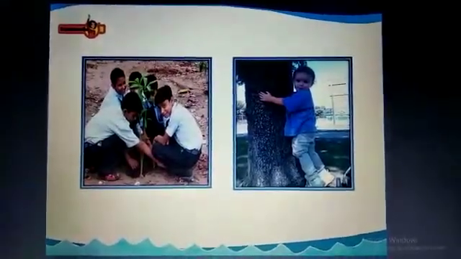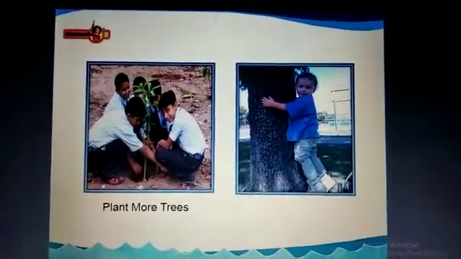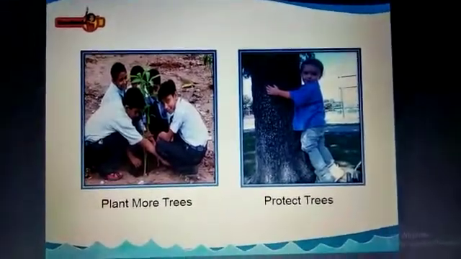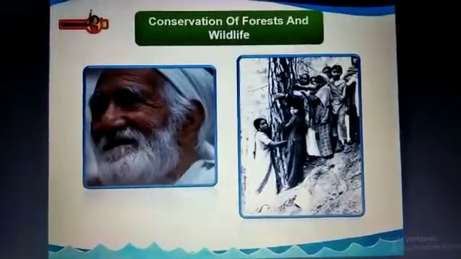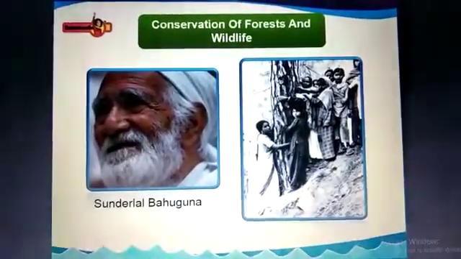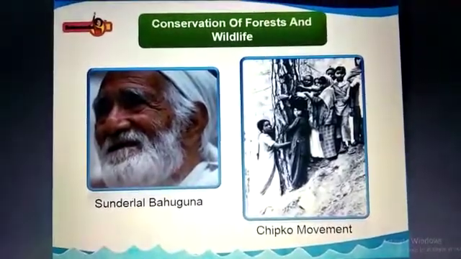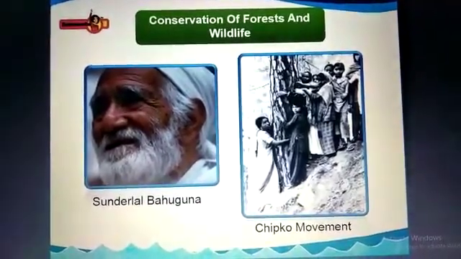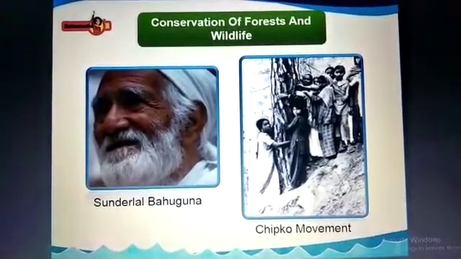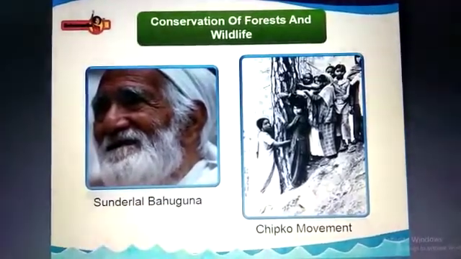Hence, it is important to conserve the forest by planting more and more trees and preventing it from being cut down. We should not let trees be cut down. Sundarlal Bahuguna started the Chipko movement, in which the people of Uttarakhand embraced the trees when somebody came to cut them down. This movement was started in 1974, and still people use this method of conservation of forests.